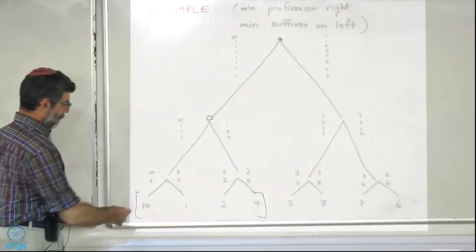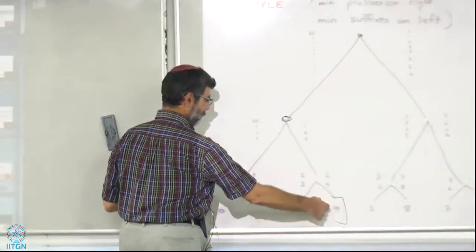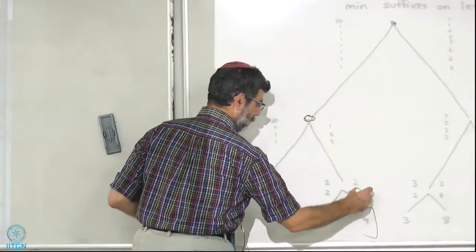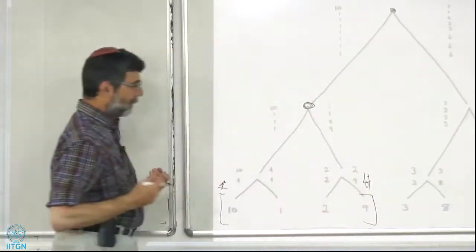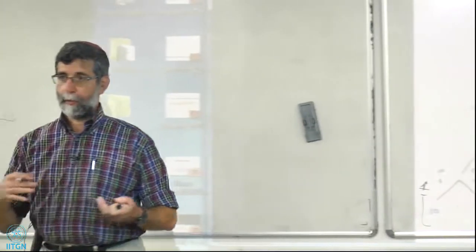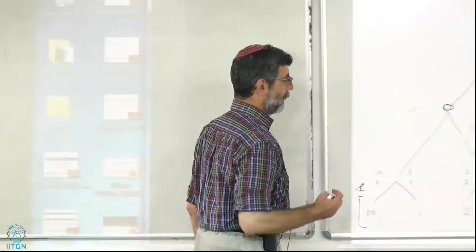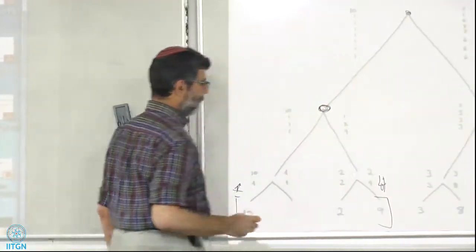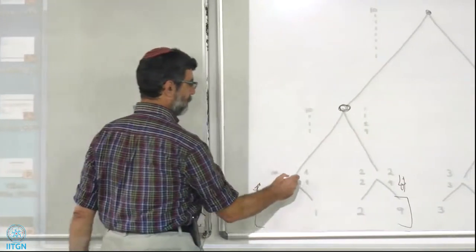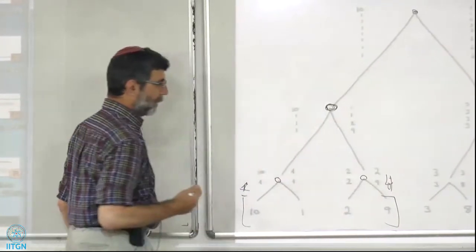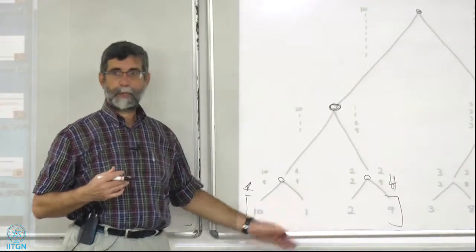So we want this range. What's the LCA of these two? If this is I and this is J, so in fact it's 1, 2, 3, 4. So what we want is the range minimum between index 1 and 4. So we go to the LCA of 1 and 4, and it's this one. And then we go to the left son and the right son. So we know that the minimum is going to be some suffix here and some prefix there.